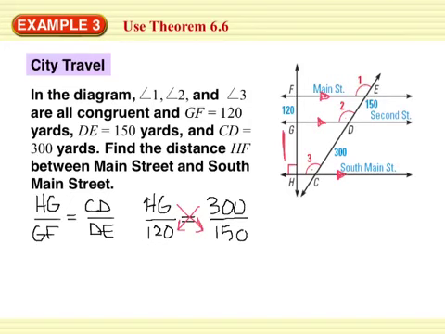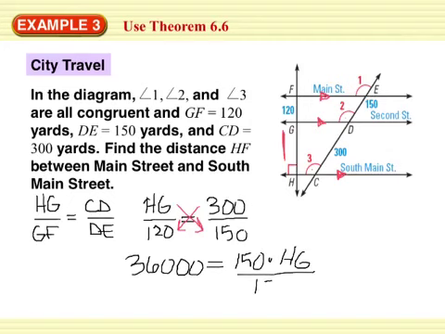300 times 120. Oh, I should have been able to do that in my head. Is, sorry about that. I pushed a button with my finger. 36,000 equals 150 times HG. Divide by 150. HG equals 240 yards.